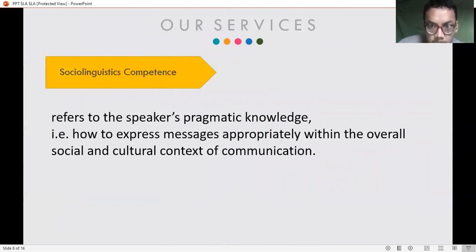Therefore, the first competence is sociolinguistic competence. You can read on this slide that it refers to the speaker's pragmatic knowledge, that is, how to express a message appropriately within the overall social and cultural context of communication. When we deliver a message, we also have to pay attention to the social and cultural context of that language when we are communicating.